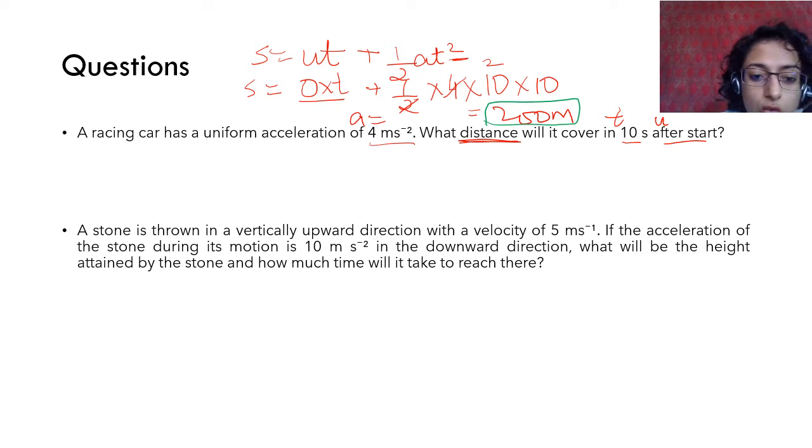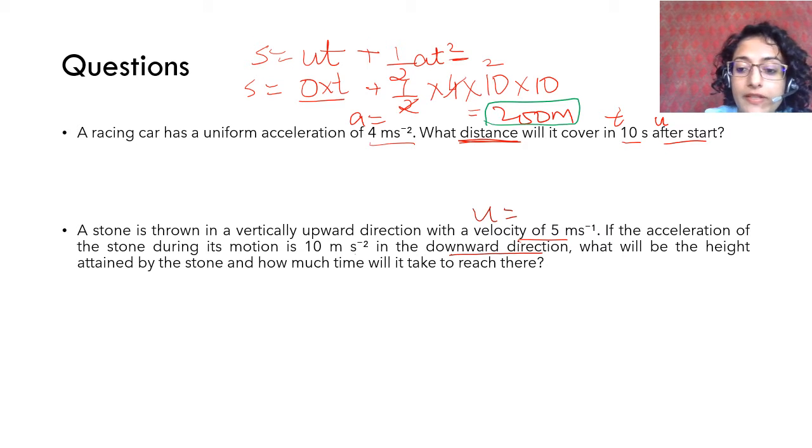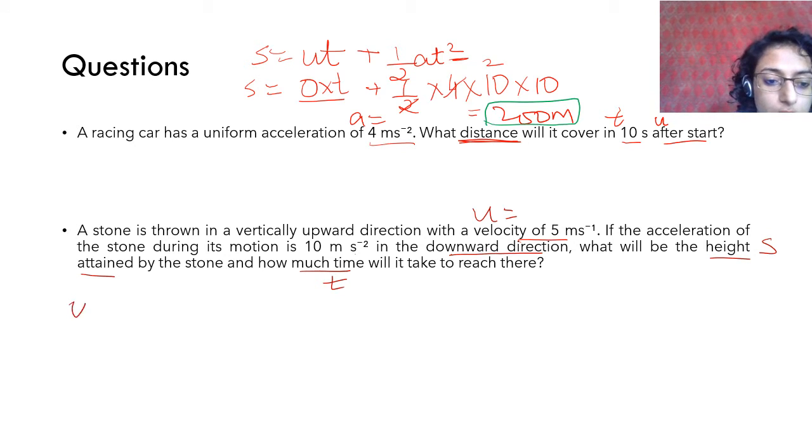All right, so a stone is thrown in vertically upward direction with velocity of 5. So you have been given u is 5 meter per second. If acceleration of stone during its motion is 10 meter per second square in a downward direction, which means this is minus 10, what will be the height attained by the stone and how much time will it take to reach there? So we need to find height, which is distance, and how much time will it take to reach, which is t. So you have u, you have a. Now how are you going to find s or t if you don't have v? Right? Simple thing.